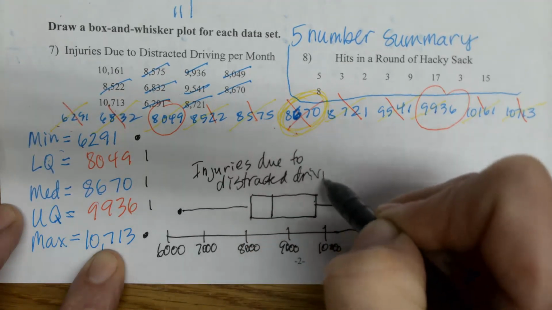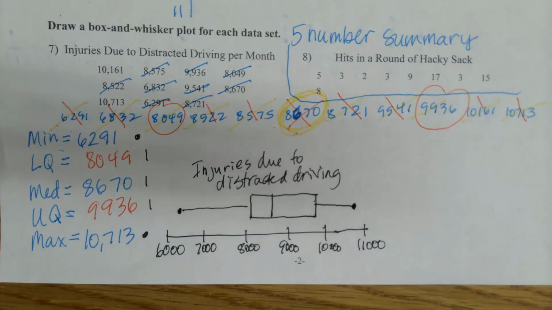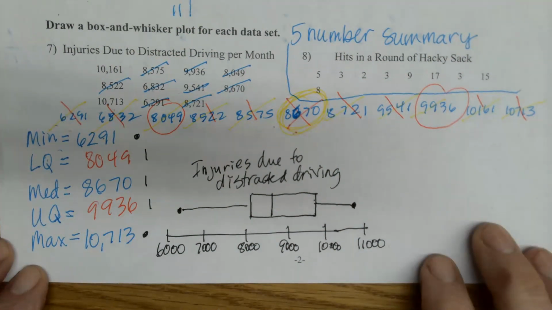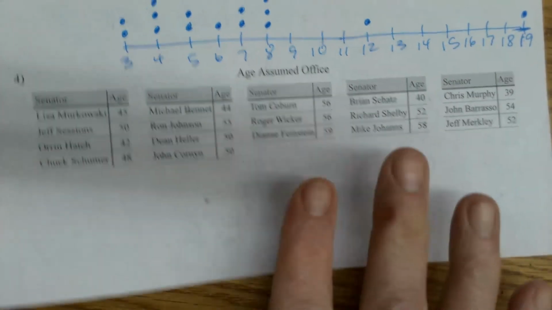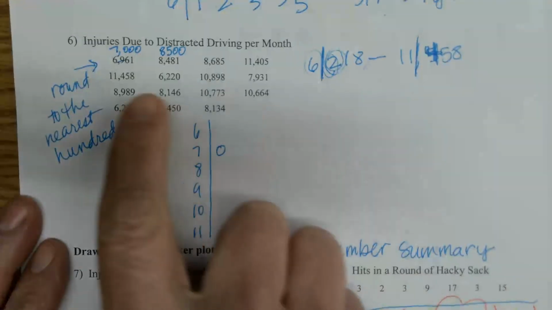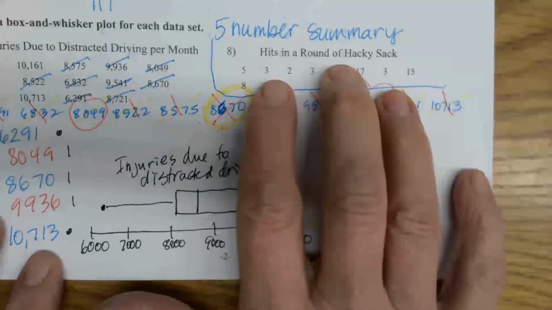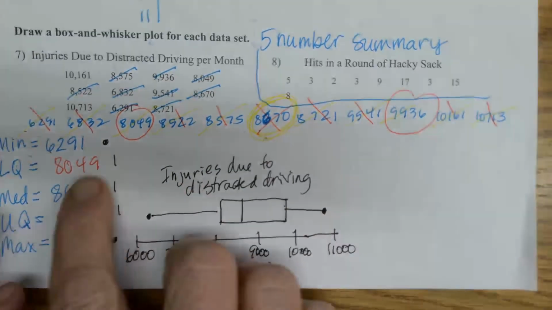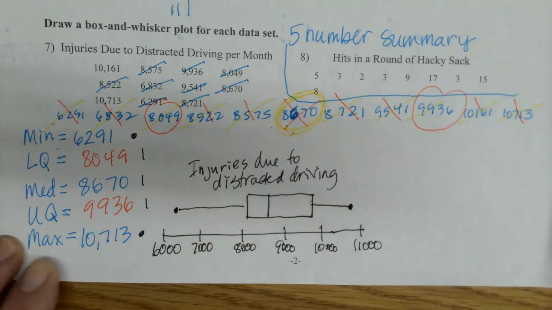Again, your job is going to be to finish up the rest of the problems on the review, and then we'll go through that again before you do your test tomorrow. So you need to finish problem number 4, make a dot plot. Most of you are very good at that. Number 6, make a stem plot. Make sure you round your data. And then number 8, make a box and whisker by finding the 5-number summary and then putting it onto a number line.